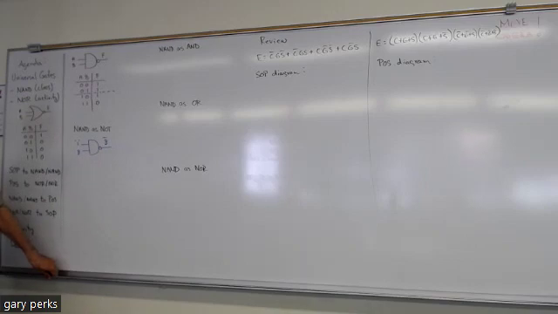Okay, so any questions on what I did here? Does that make sense to people? It's just understanding the truth table.